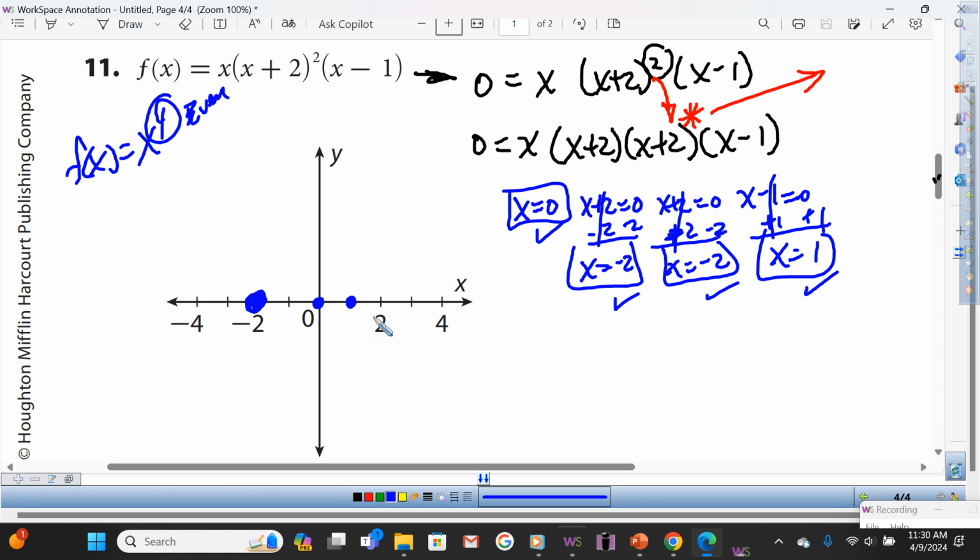Pass it on so someone can help me graph. Where do I start? What quadrant? 1, 2, 3, or 4? 2. And it ends? 1. All right. So, I'm going to start the graph. You tell me what to do.